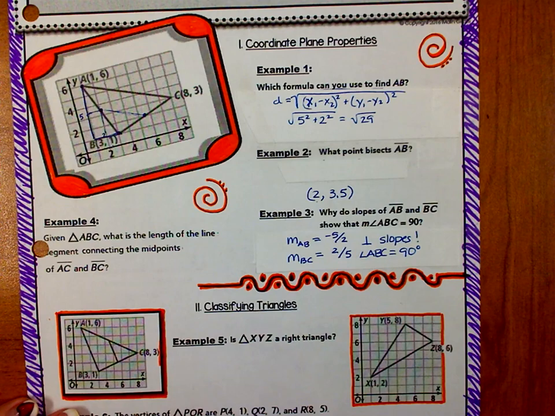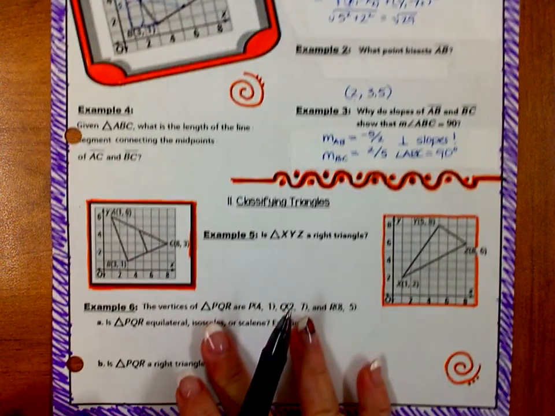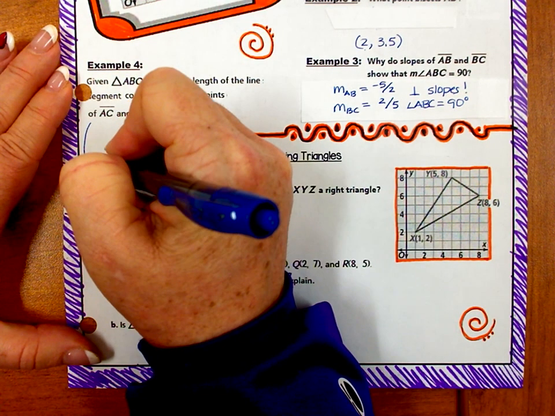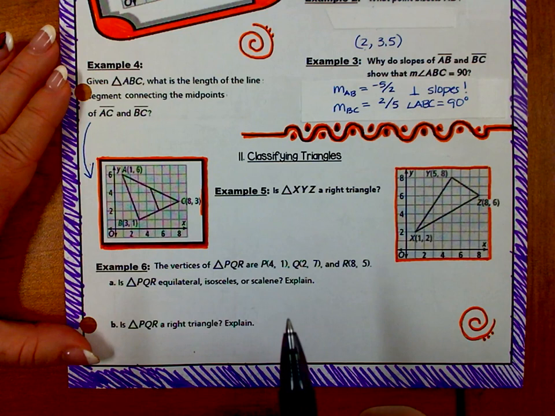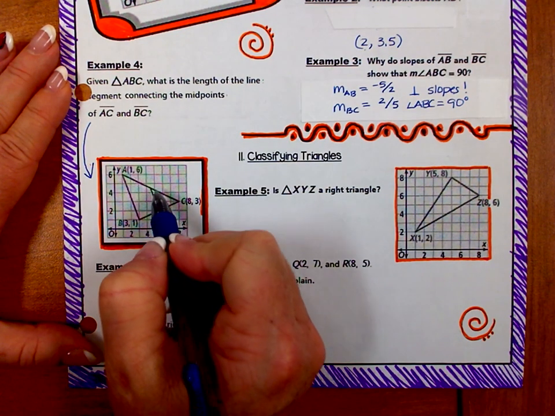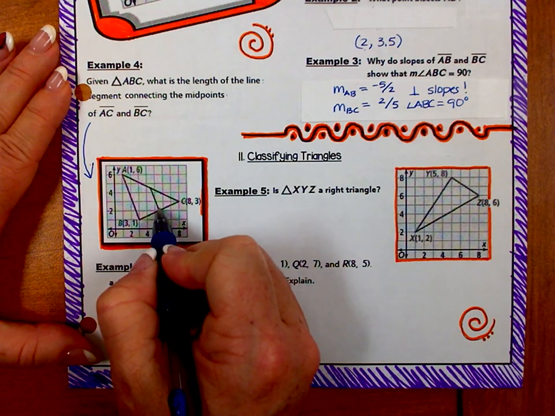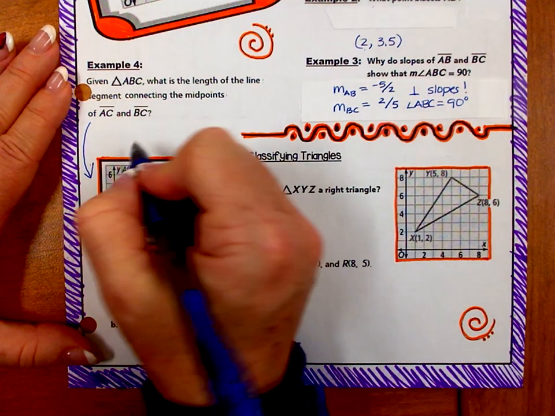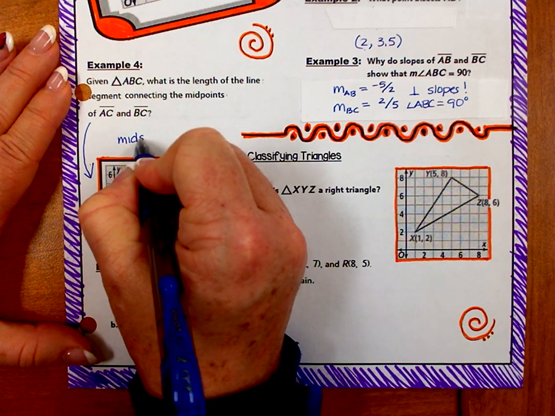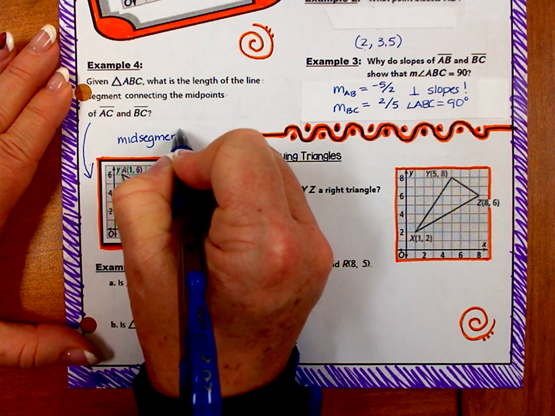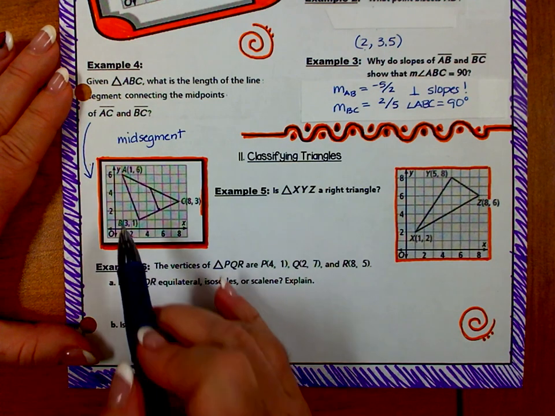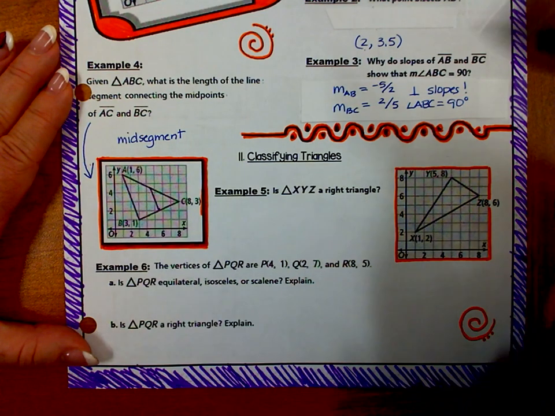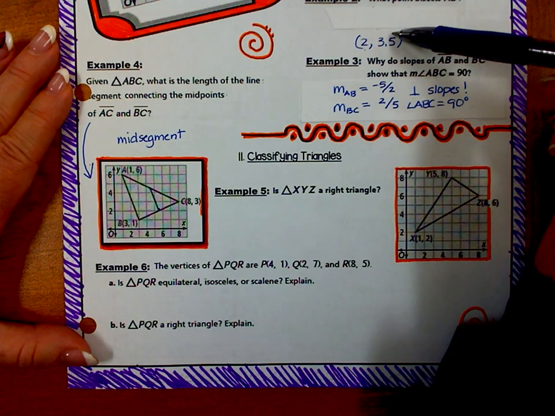Okay, example 4. We're going to use this triangle down here. It's the same one, but that's okay. And we are looking at the line segment connecting the midpoints of AC and BC, which is shown right here. So if this is a midpoint and this is a midpoint, then that makes this a midsegment. And a midsegment is halfway between the base and the top of the triangle, which means that we're going to find it the same way that we found our midpoint up here.